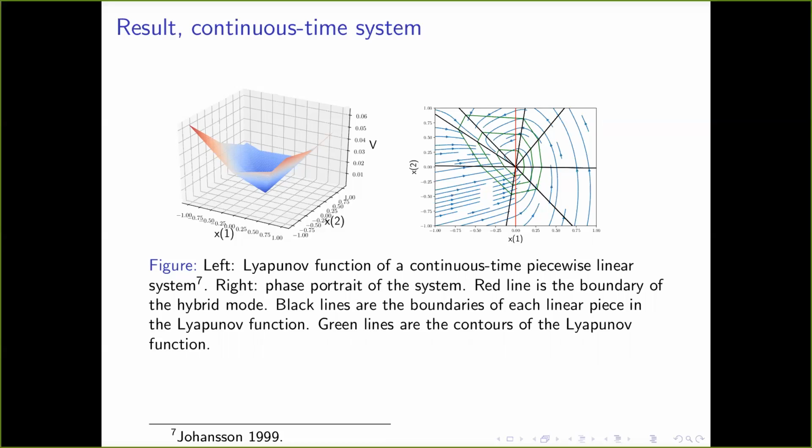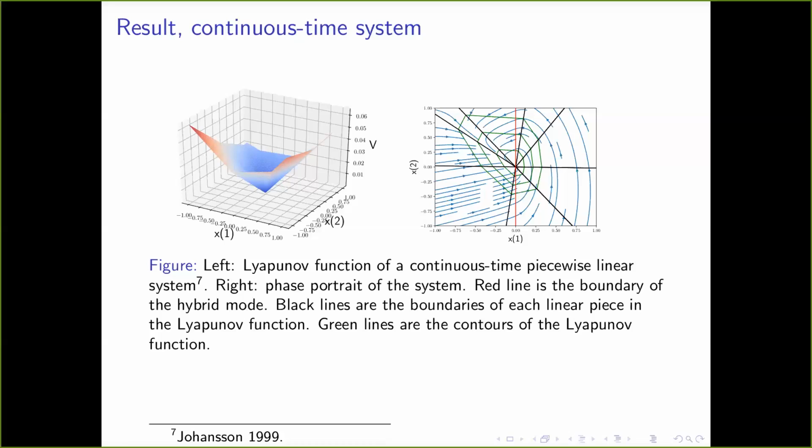As you can see, each linear piece doesn't align with each hybrid mode. And we can actually prove that if we were to align each piece with each hybrid mode, then there doesn't exist such a piecewise linear Lyapunov function. This shows the advantage of freely searching over the domains of the linear pieces.